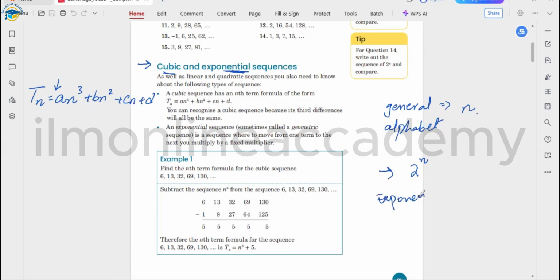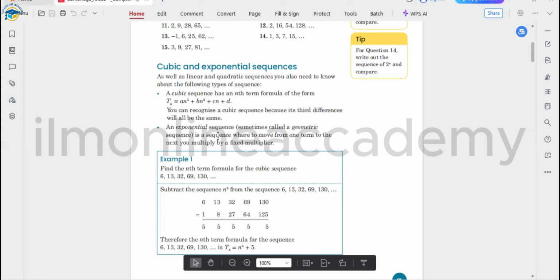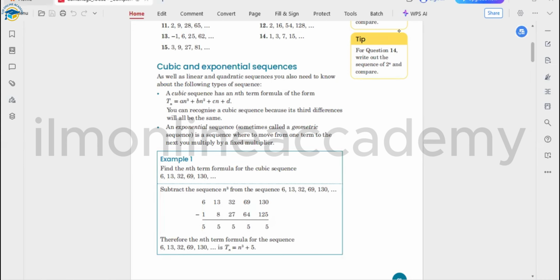For example, if we have 2 power 1, 2 power 2, 2 power 3, 2 power 4, and so on, the numbers 1, 2, 3, 4 that have been represented in the form of power are representing n, because we know that n is 1, 2, 3, 4, and so on. That's why we can write it as 2 power n. So this will be termed as the exponential sequence. According to this, we will be starting this exercise, and in this exercise both types of questions will be mixed. So let's start this.